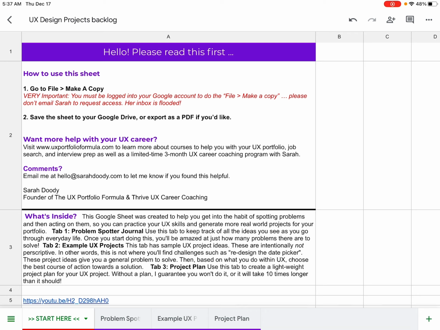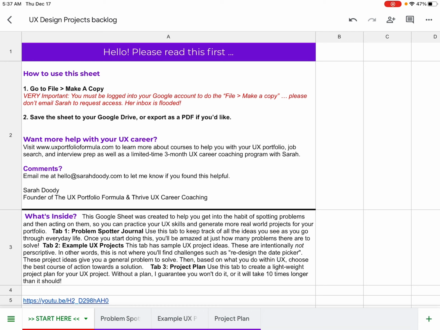Today, I'm going to talk about one of the tools that I mentioned that I use earlier this week. I'm going to talk about this project backlog and what that is, how you use it, and we're going to walk through a really key exercise in product design. We're going to walk through backlog prioritization.